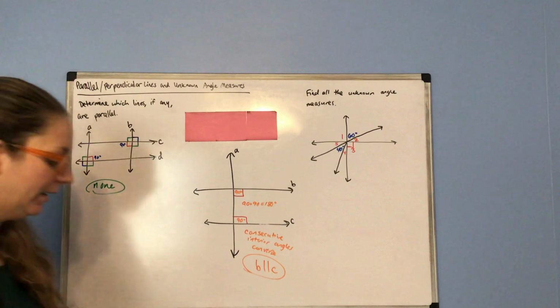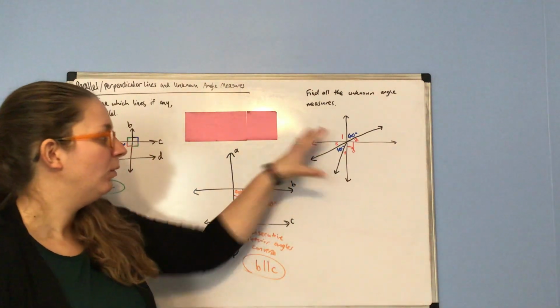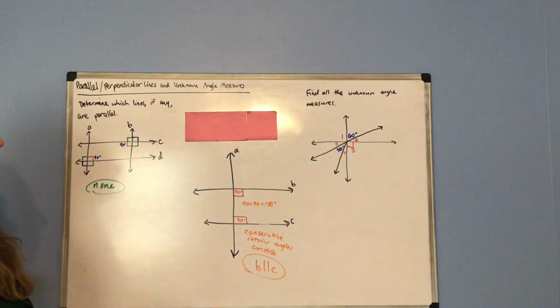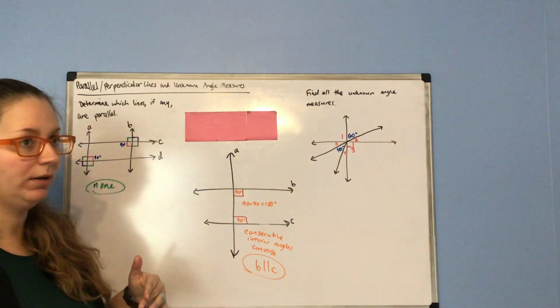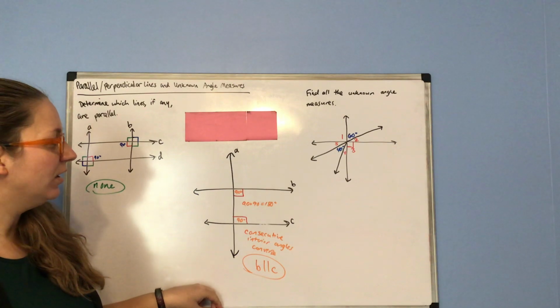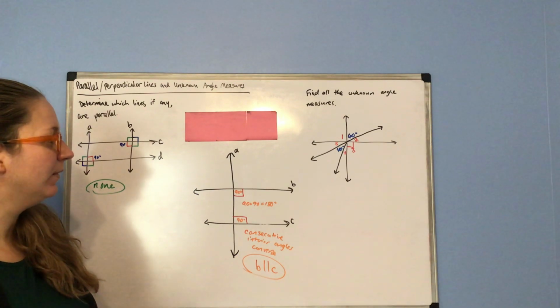All right, last one that we're going to look at for today. We have this lovely diagram. We need to find all of the red angles, so everything that's not clearly marked with number and degrees. You can kind of start wherever you would like here.